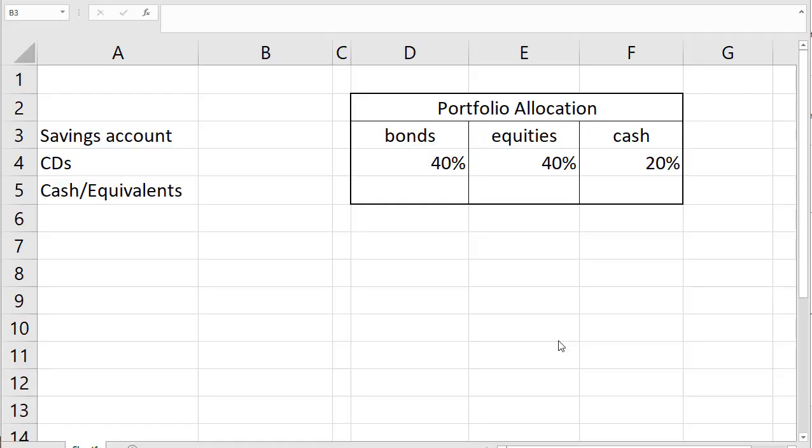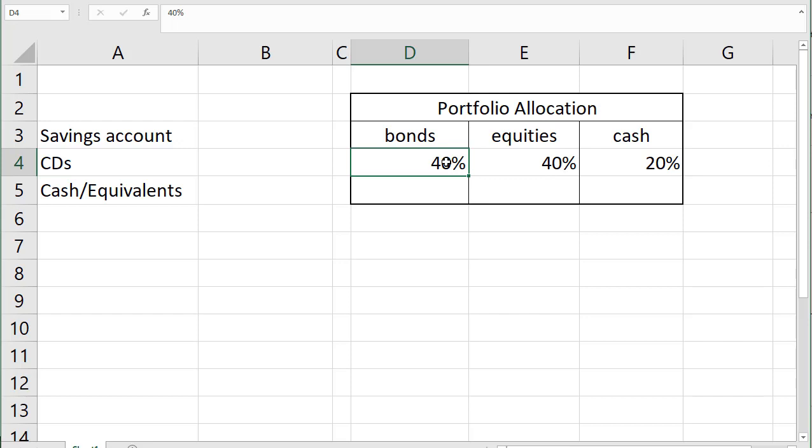Hi guys, I noticed a question type in the investments chapter that was a little bit tricky to start off with, so I wanted to make a video just explaining how that works. It gives you a scenario with a hypothetical investment portfolio. That portfolio is going to consist of some percentage of bonds, some percentage of equities, and some percentage of cash and cash equivalents.